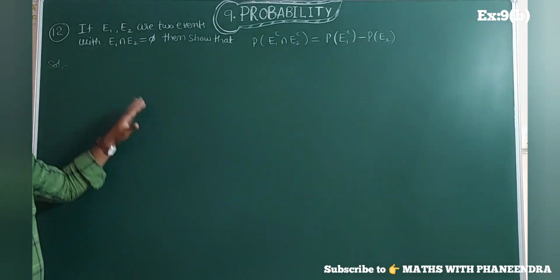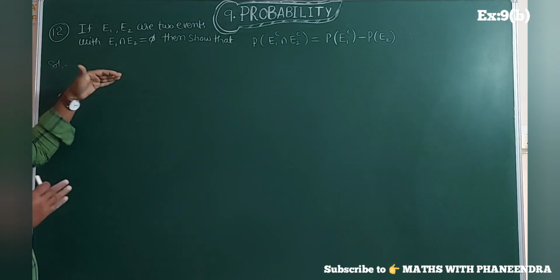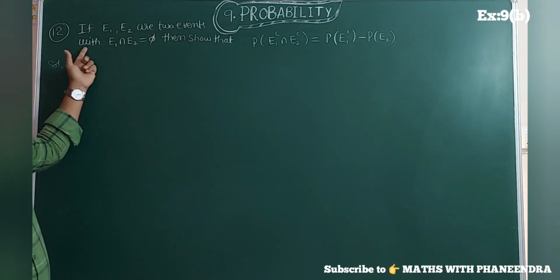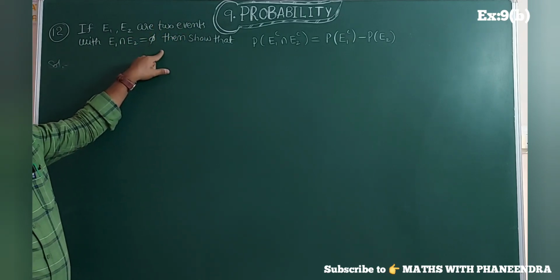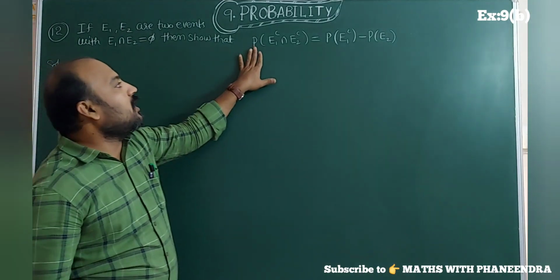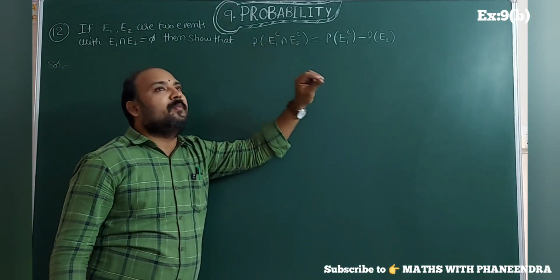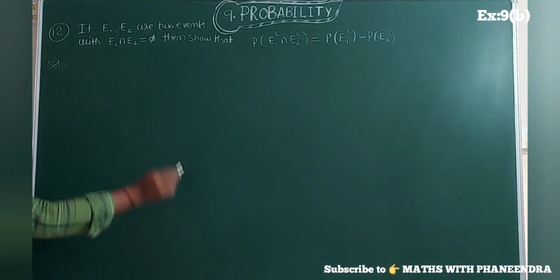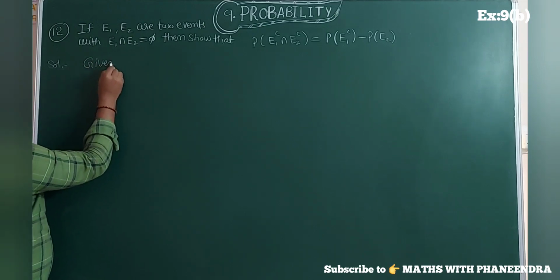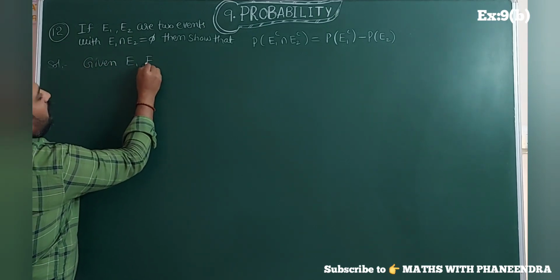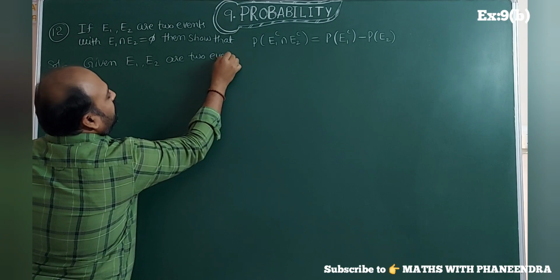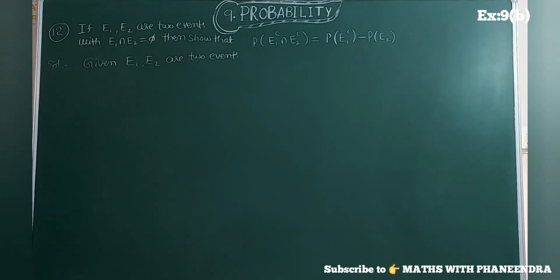Next question, dear students. This is the 12th question, last question in the first section in the exercise 9D. If E1, E2 are two events with E1 intersection E2 equal to phi, then show that probability of E1 complement intersection E2 complement equal to P of E1 complement minus P of E2. So first given, E1 comma E2 are two events.